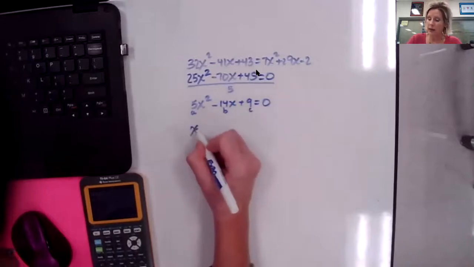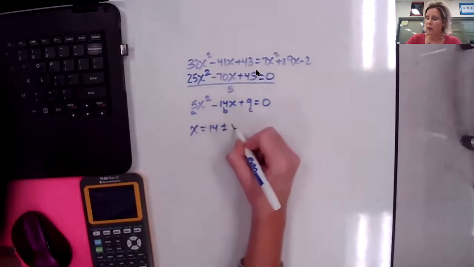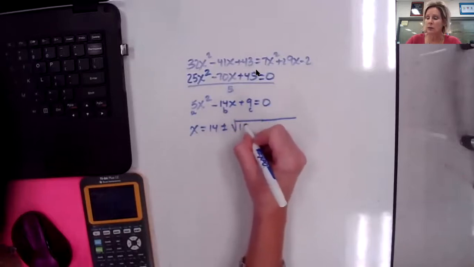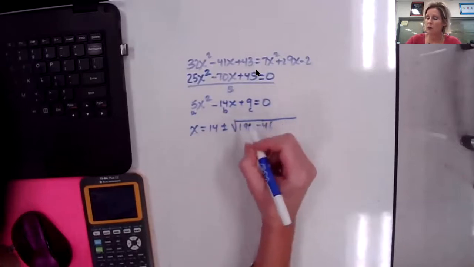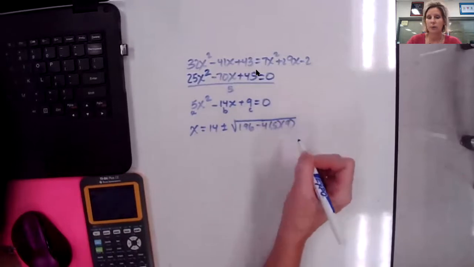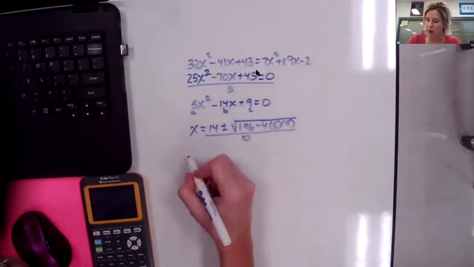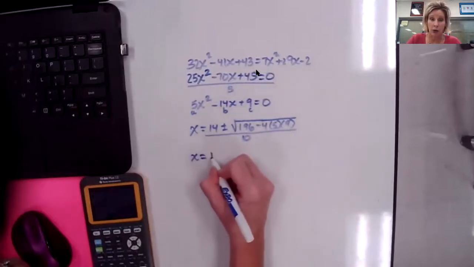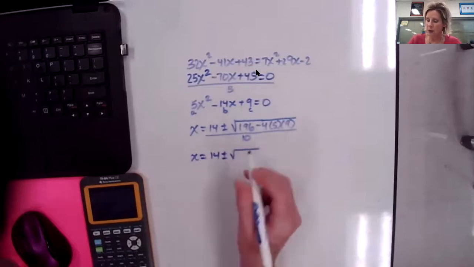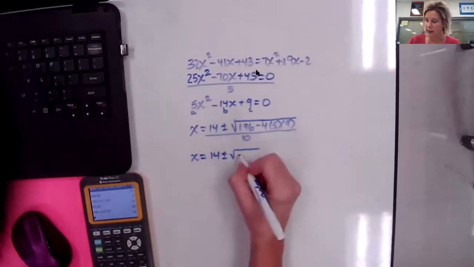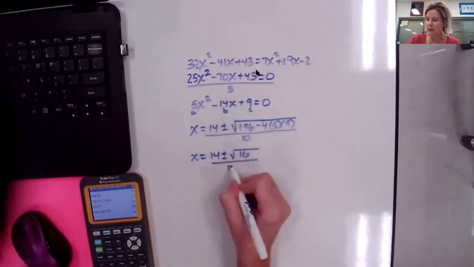So here we go. X equals negative B plus or minus the square root of B squared. Negative 14 times negative 14 is positive 196 minus 4AC all over 2A. So we're setting it up the same way every time. That's what I want you to do. So I'm going to plug in on my calculator 196 minus 4 parentheses 5 parentheses 9, just like it is. I get 16. Ooh, I like this. This is a nice problem.